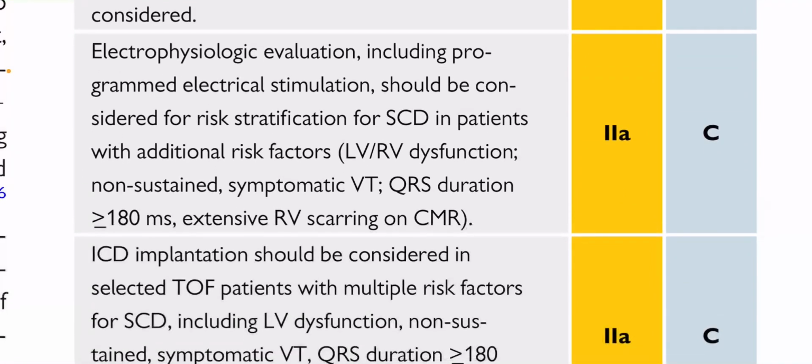Electrophysiologic evaluation, including programmed electrical stimulation, should be considered for risk stratification for sudden cardiac death in patients with additional risk factors, that is LV or RV dysfunction, non-sustained symptomatic VT, QRS duration more than or equal to 180 milliseconds, extensive RV scarring on CMR. That is class 2A recommendation.